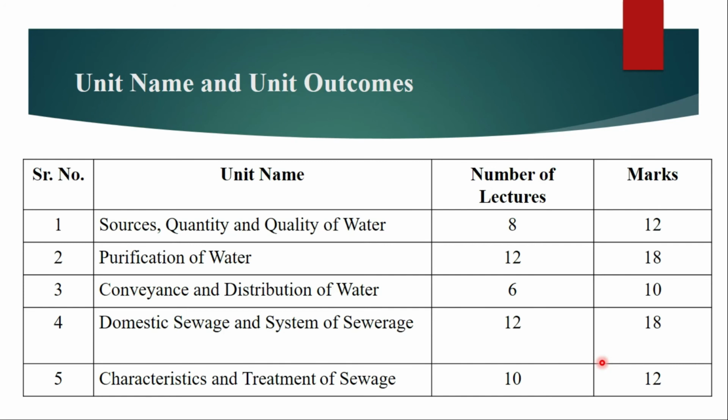Now let's see the outcomes of the chapters and syllabus points. First chapter, that is sources, quantity and quality of water. In this unit or chapter, we have to learn about sources of water, that is subsurface and surface sources of water in given situation. Means under sources of water we will study the sources and subsurface of water. Then also we study about quantity of water. This point includes the flow diagram of water supply scheme.